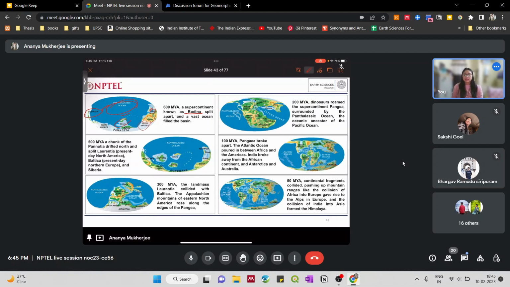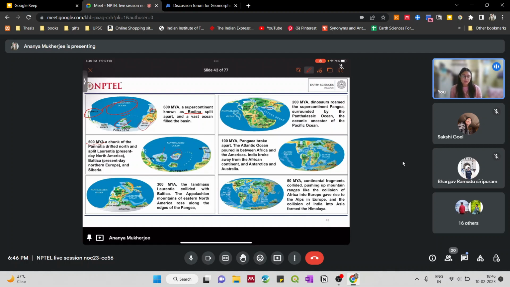Then at 500 million years, some part of this Pannonia drifted apart. You can see that some parts, like Siberia, started drifting northwards. Laurentia also drifted northwards. They were breaking away from the big continent.